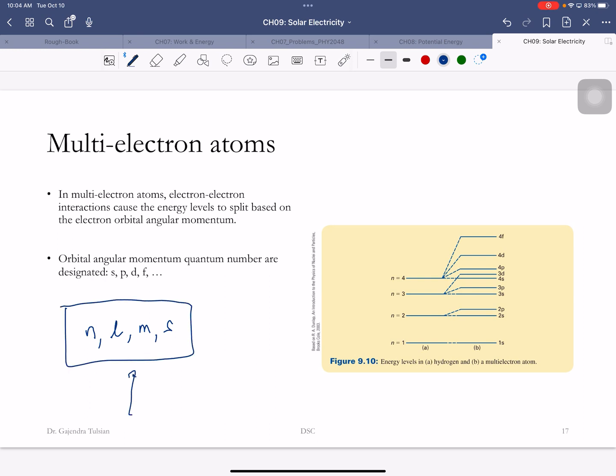So this is sort of like the social security number for an electron in an atom. Can 2 people have the same social security number? No. So that's the rule. Every electron has to have a unique set of quantum numbers. Two electrons can share the same orbital, and they'll just have a spin up and spin down. Anyway, these are the energy levels.